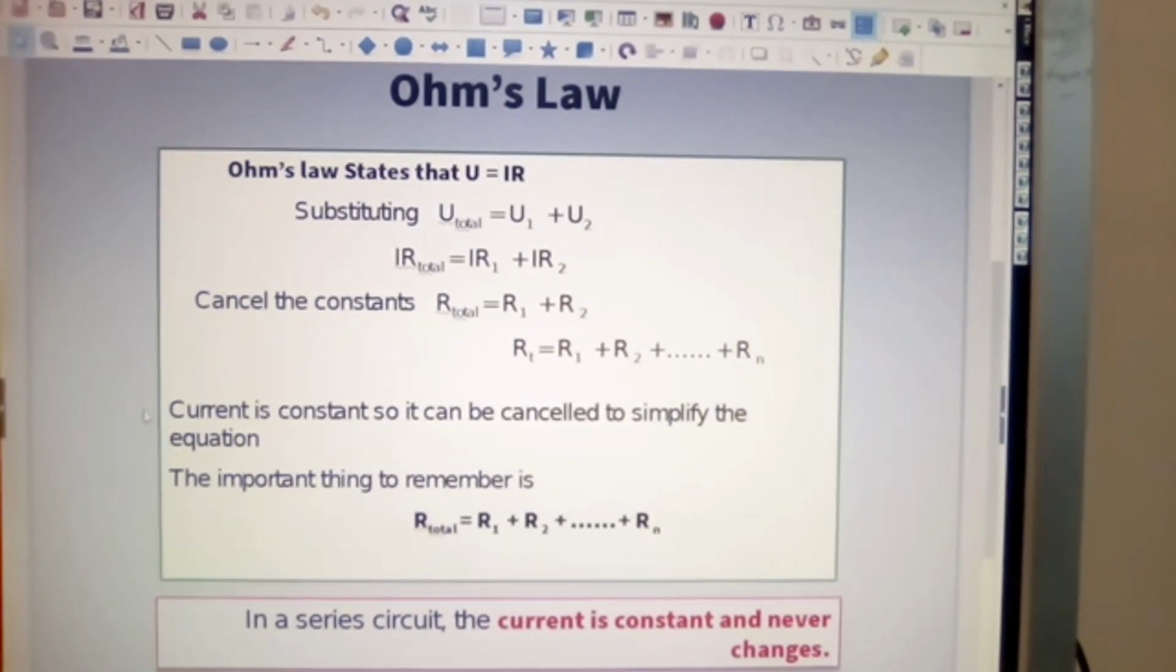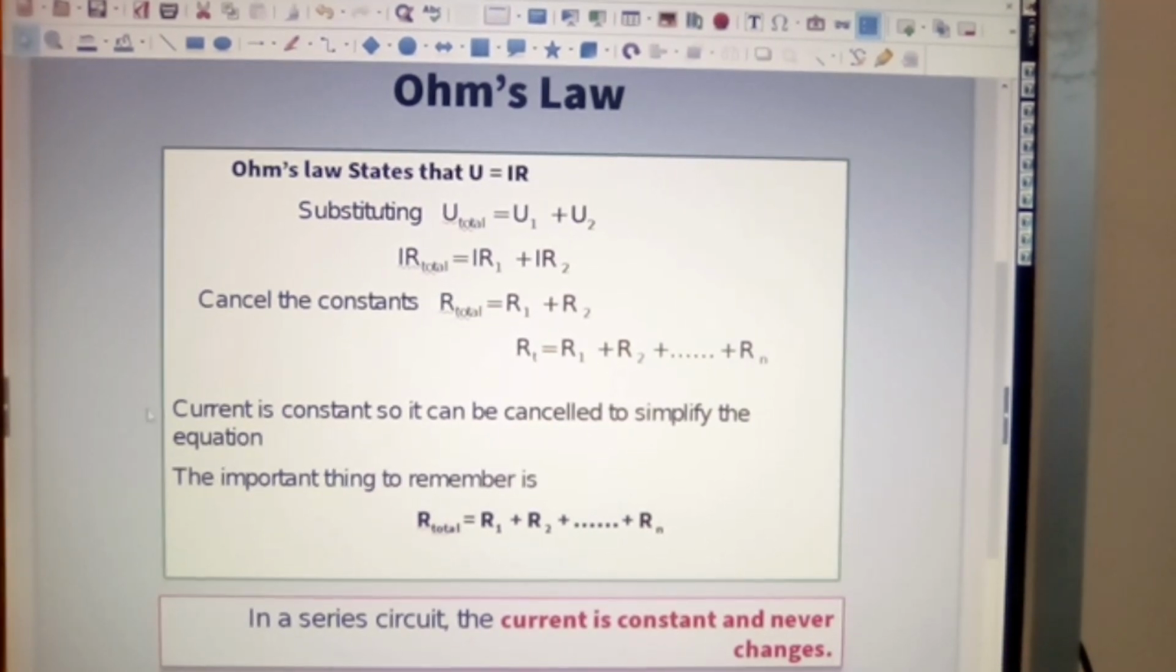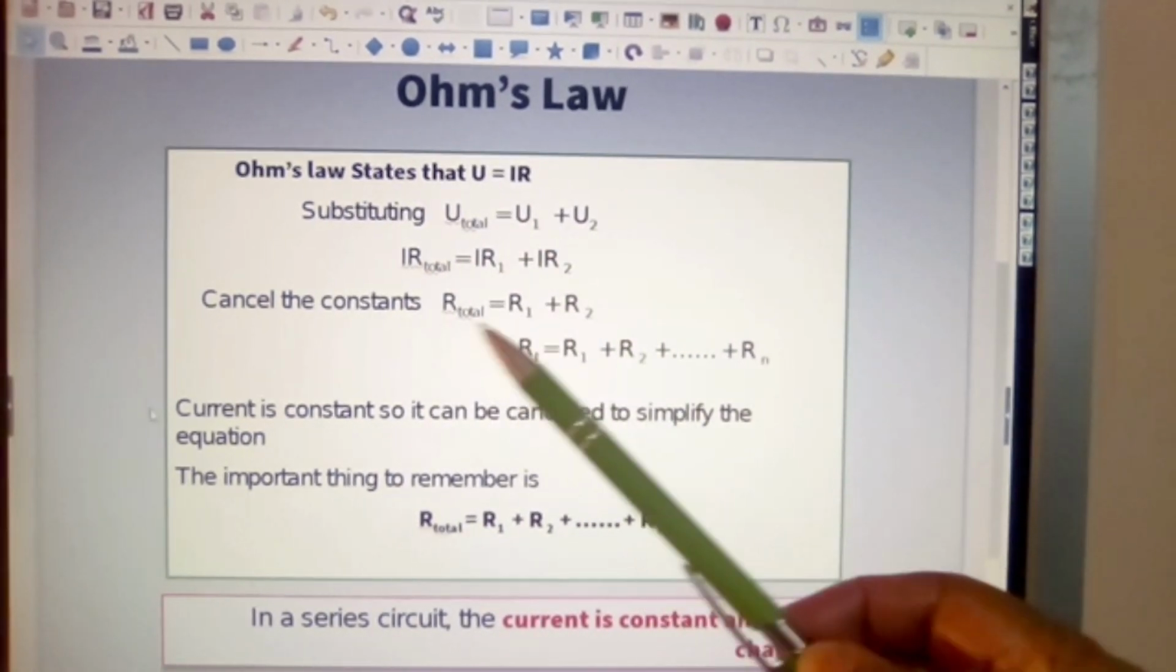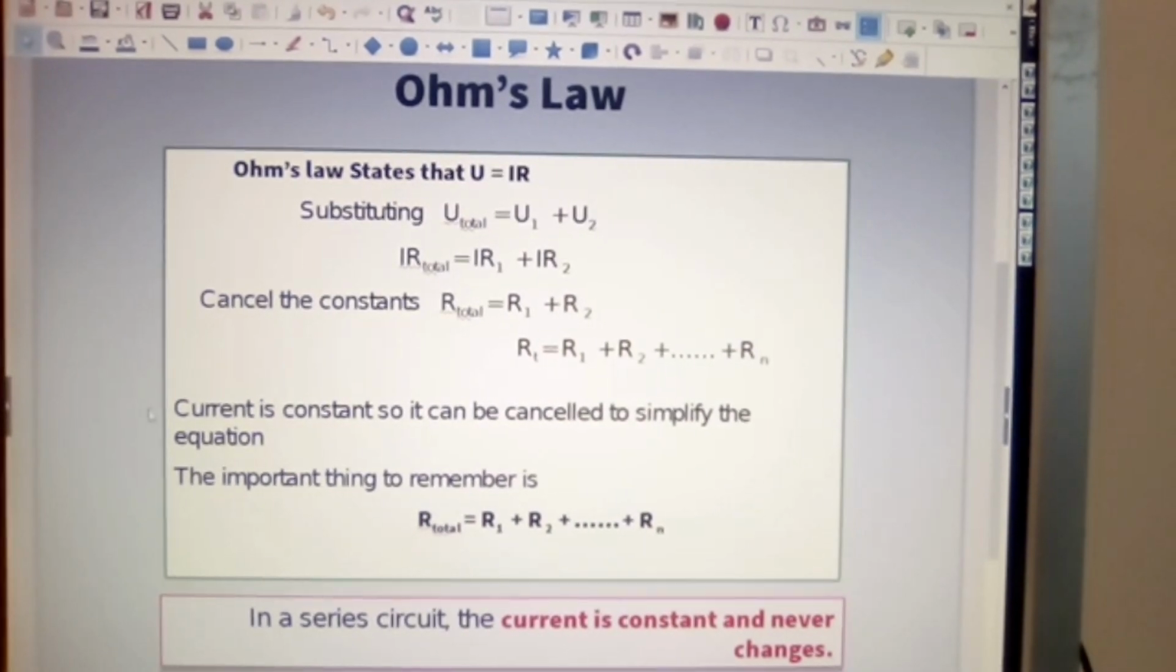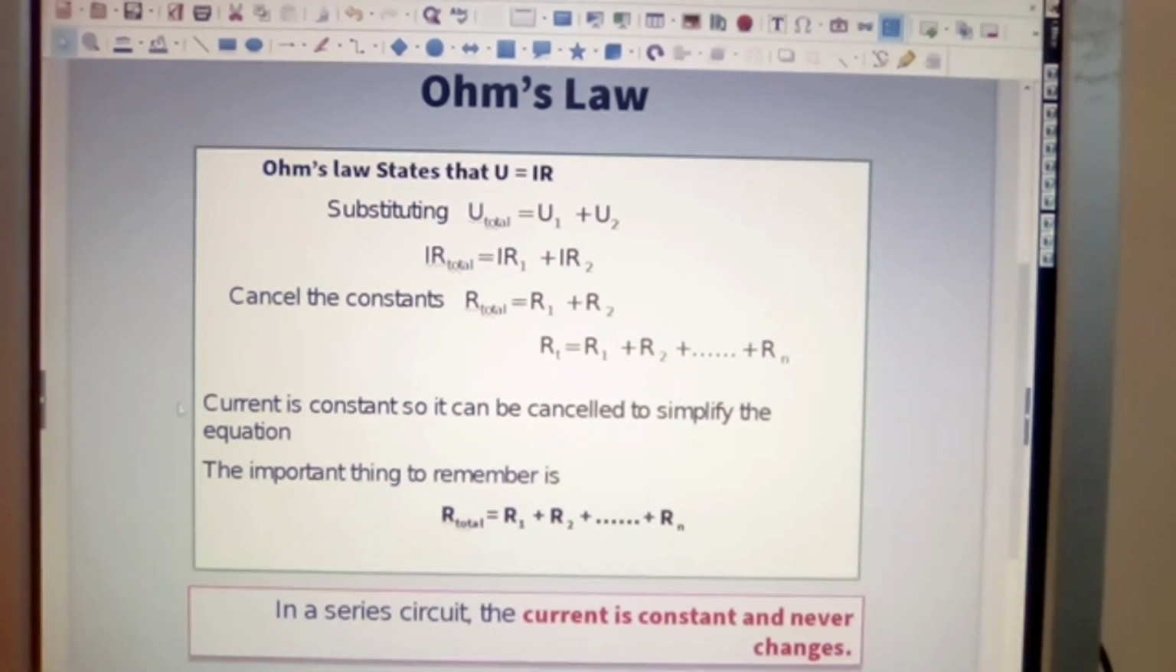Ohm's law. You should be able to transpose these now quite easily. It shouldn't be an issue for you guys now. You've seen enough of my work already.